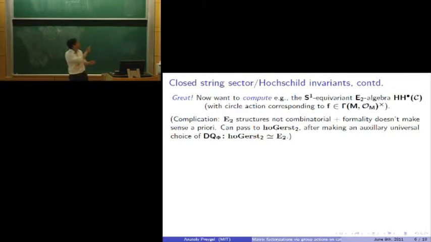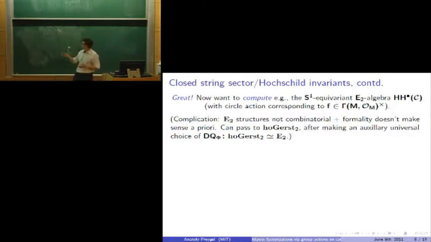Now, as I was saying here, we want to actually compute this B operator, not just at the level of complexes, but giving a B operator on an E2 algebra is potentially much more complicated. You have to give a lot of data to get an S1 equivariant E2 algebra. And so the goal now is going to be to figure out how to compute this. So here we run into a complication, right?